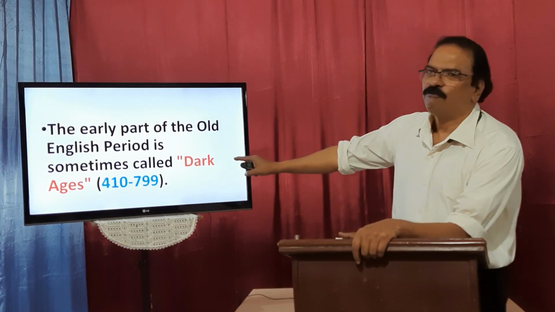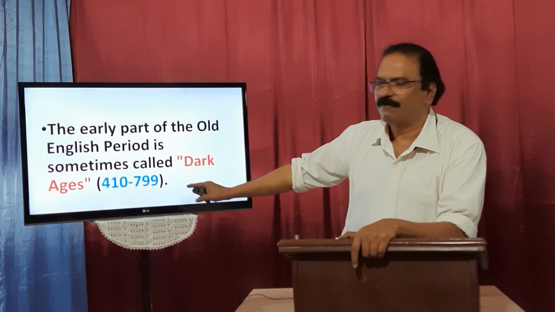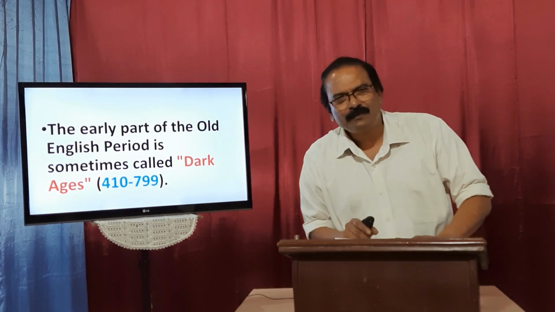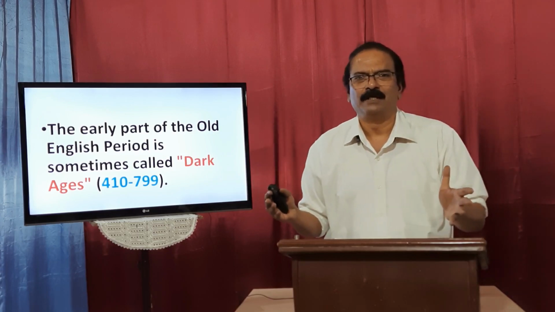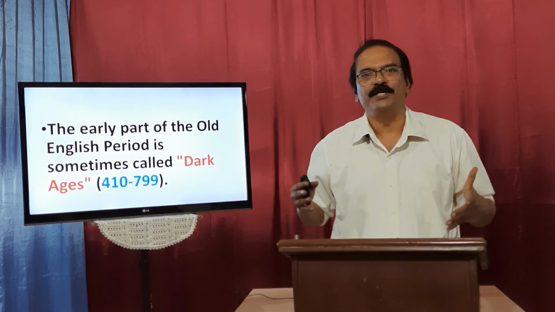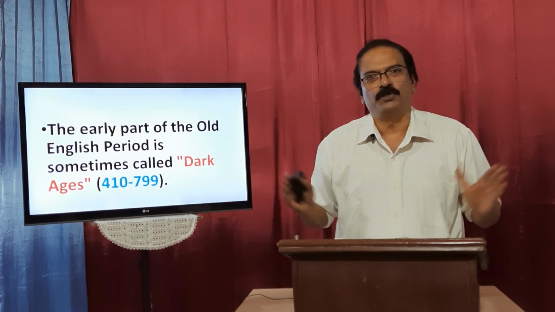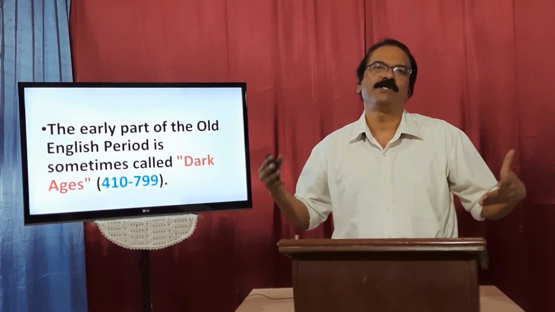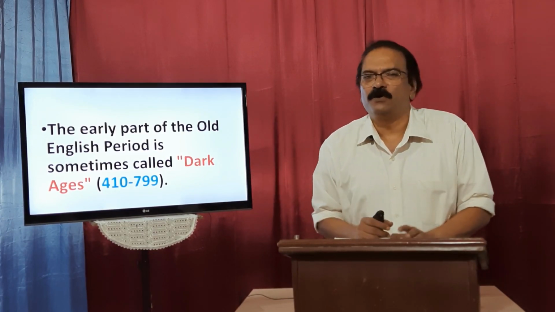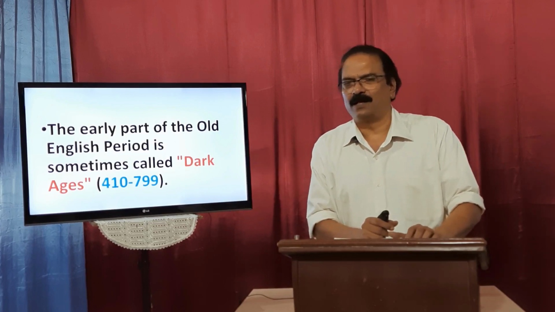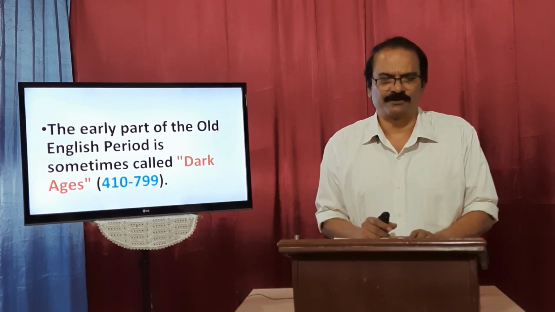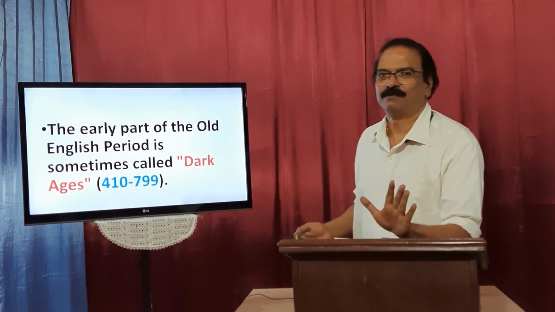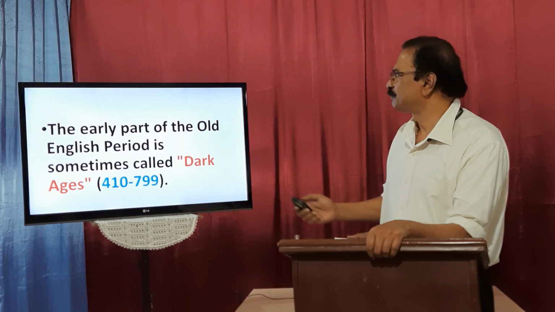Okay. The early part of the Old English period is sometimes known as the Dark Ages. What is that period? 410, the time Romans left, until 799. Okay. So around 400 years. Dark Ages. Why was it called Dark Ages? No creative works, no imaginative works, or no developments actually happened during this period. No literary productions were made. There was a lot of demographic imbalance, etc. So this period is known as Dark Ages. Just note down the period.